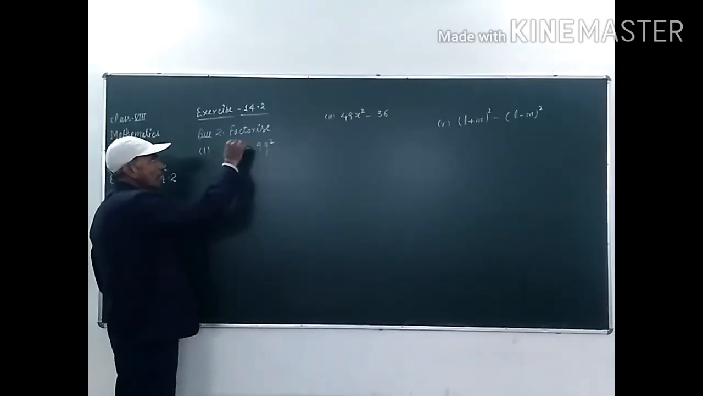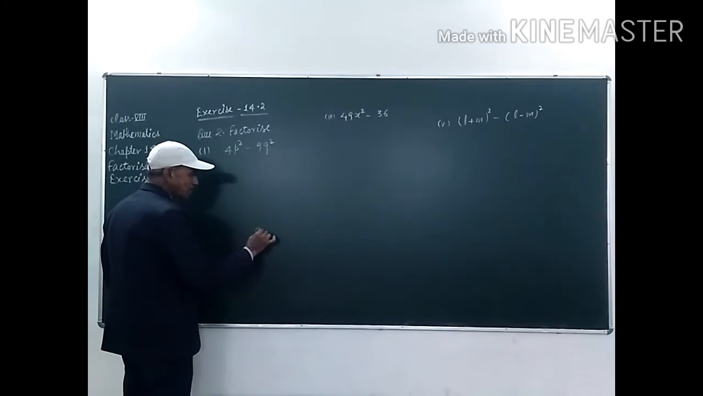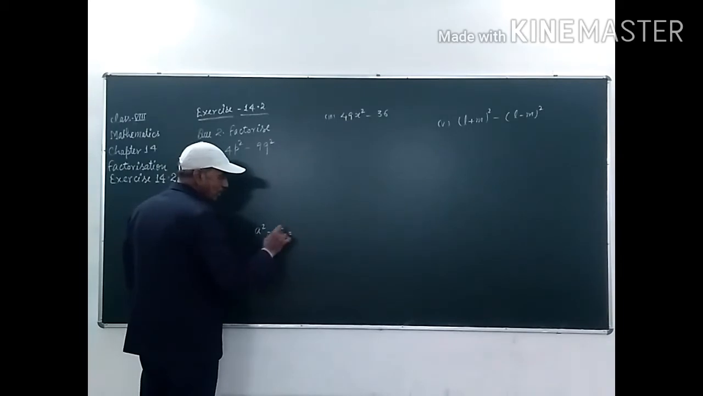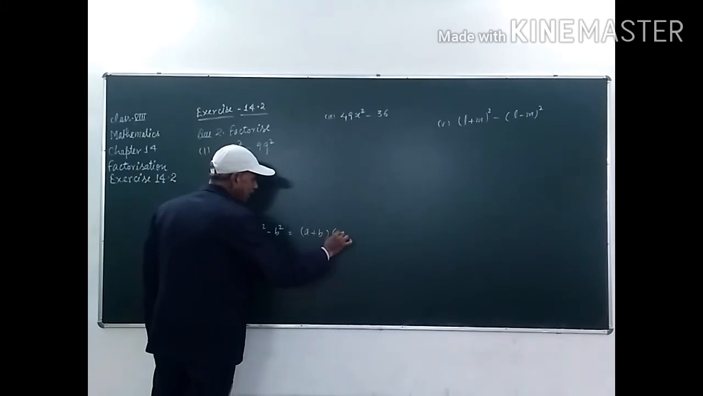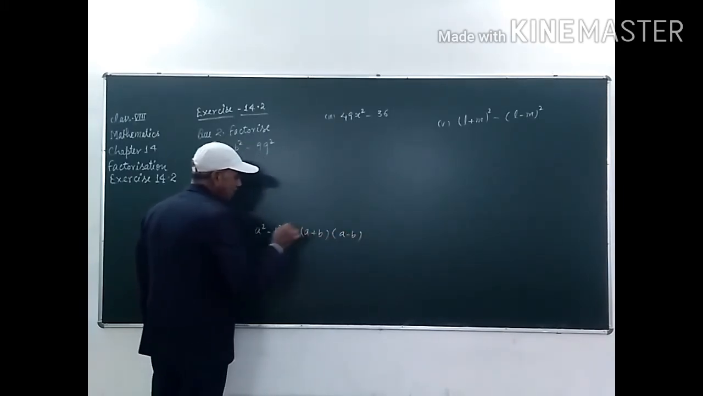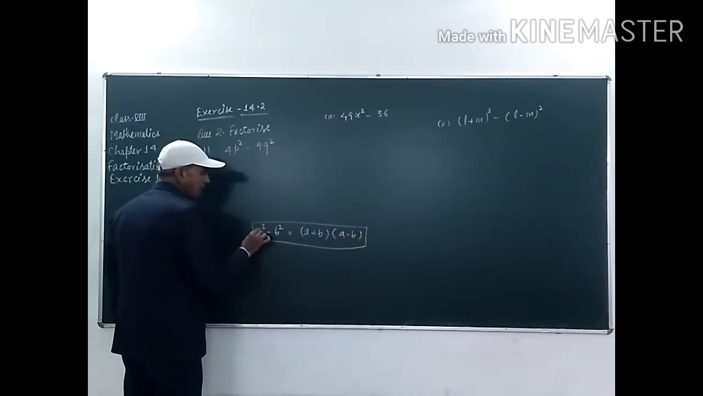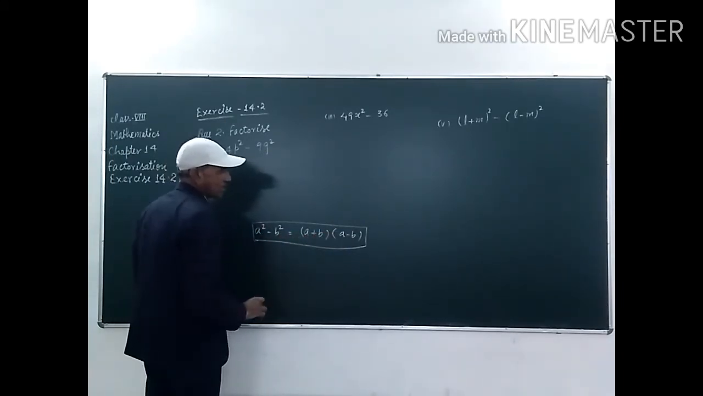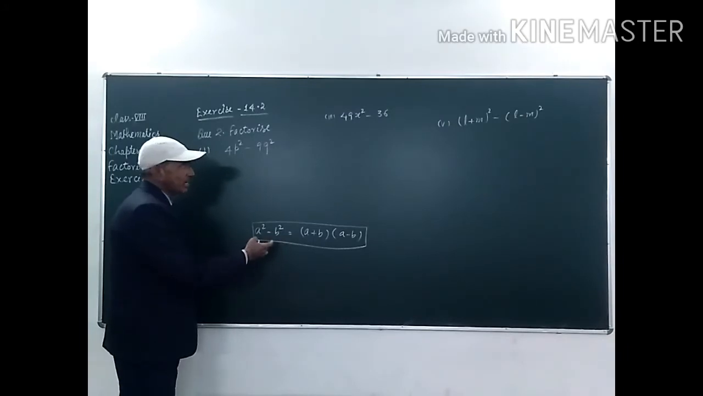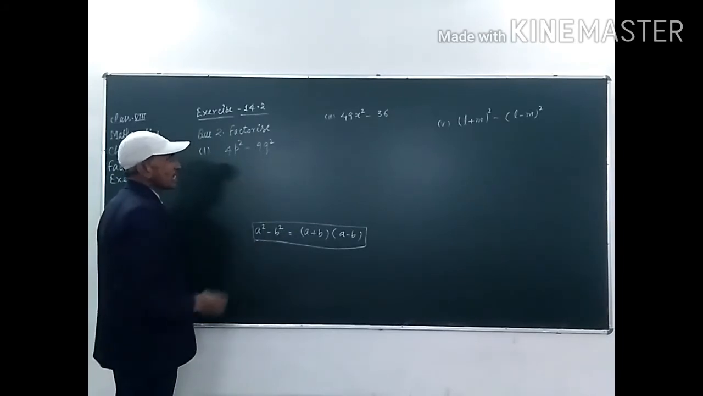So, first of all, we have to find the expansion of a square minus b square. This one is an identity. This one is equal to a plus b in one bracket and a minus b in another bracket. So, the expansion of this identity is a square minus b square is equal to a plus b into a minus b. We have to use this identity in solving the questions of exercise 14.2 question second.